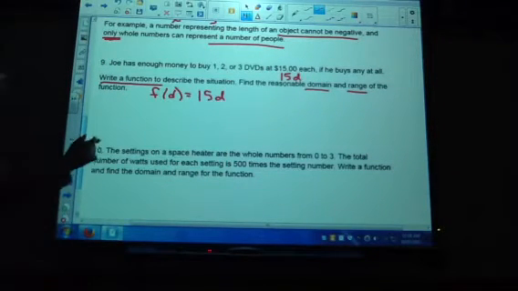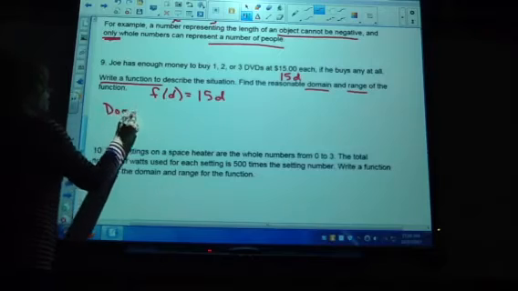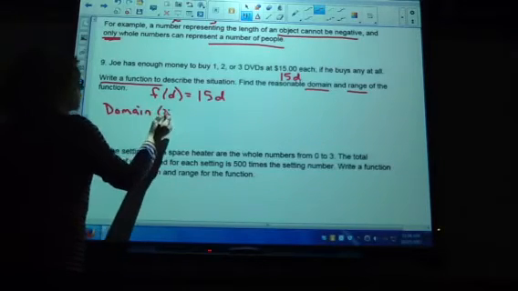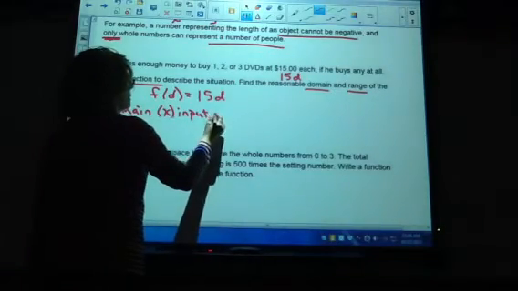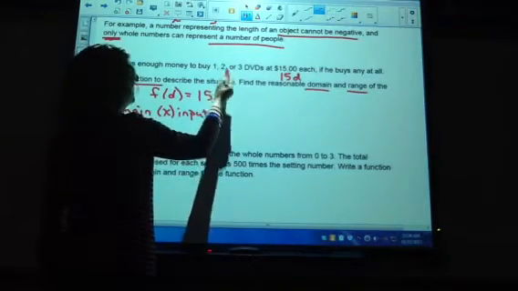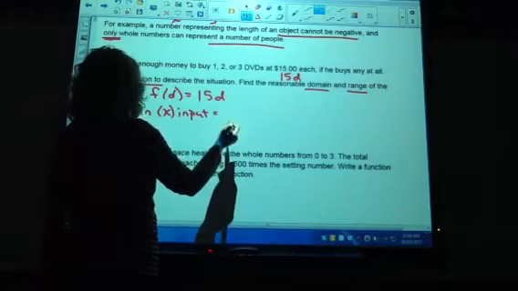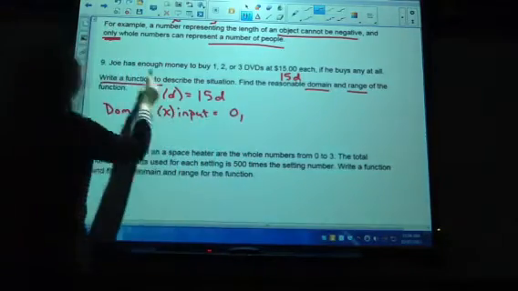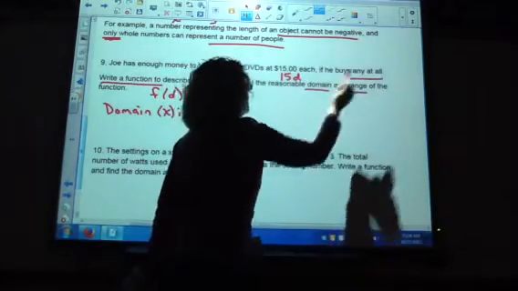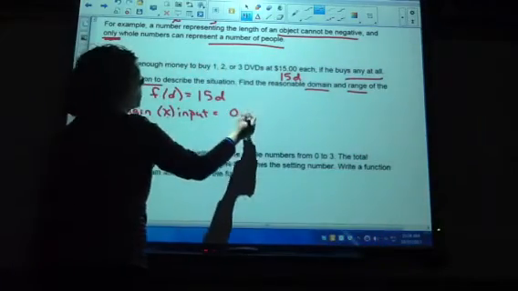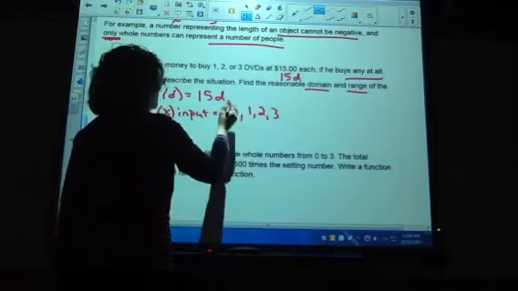Okay, so for our domain, class, remember that's our x, which is our input. You can actually buy 0 because it says Joe has enough money to buy 1, 2, 3 at $15 if he buys any at all. So you can have 0, 1, 2, or 3.